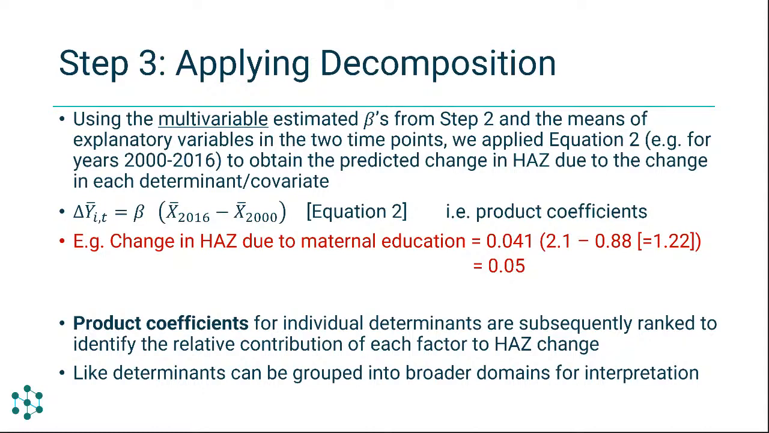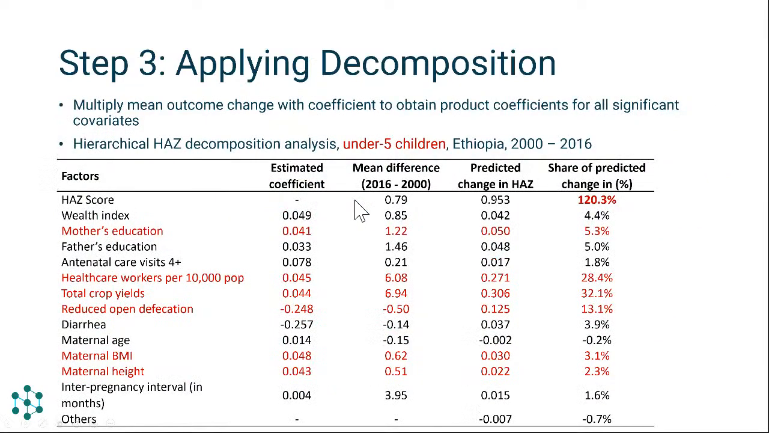This type of product coefficient estimation should be done for all the factors that showed up in the final multivariable model. And then we can start trying to interpret these. So I'm going to show you what that looks like. The screen seems to be frozen. There we go. Okay.